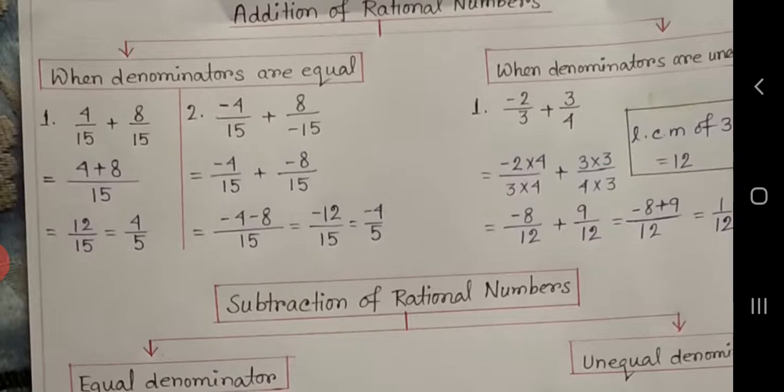You know the rule of addition. In the same process, the rational numbers are added here and 4 by 5 is the answer. Coming to the second example, here also both the rational numbers have 15 as denominator. You can see. So in the similar process, we added the rational numbers and obtained the result minus 4 by 5.